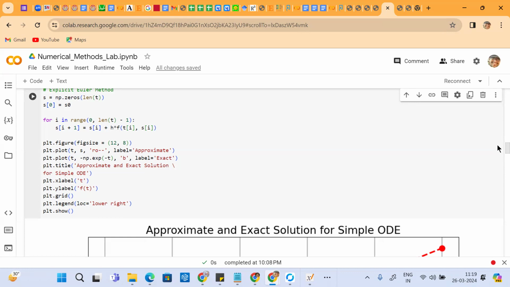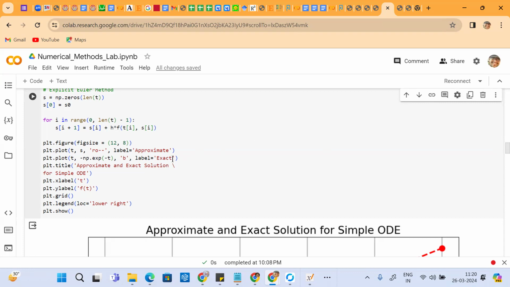So all in one line you are getting plt.plot t comma minus np.e to the power minus t. What will be the solution? It will be the solution minus e to the power minus t. So that I have given as blue, and I have written it as exact or analytical solution. Then the title of my plot is approximate and exact solution, because we are showing both the approximate and the analytical solution.